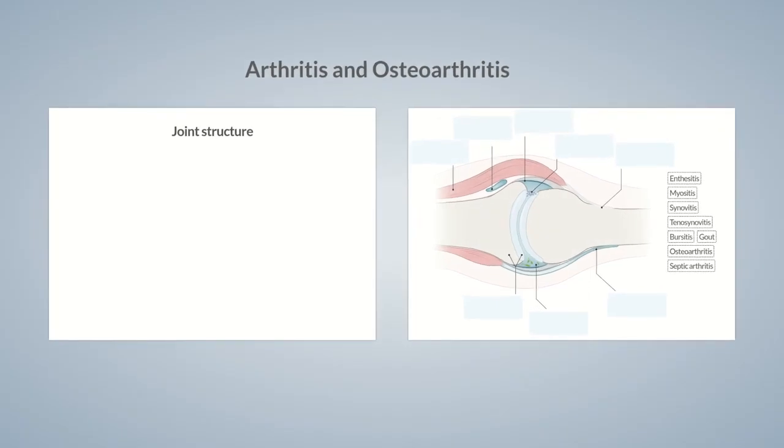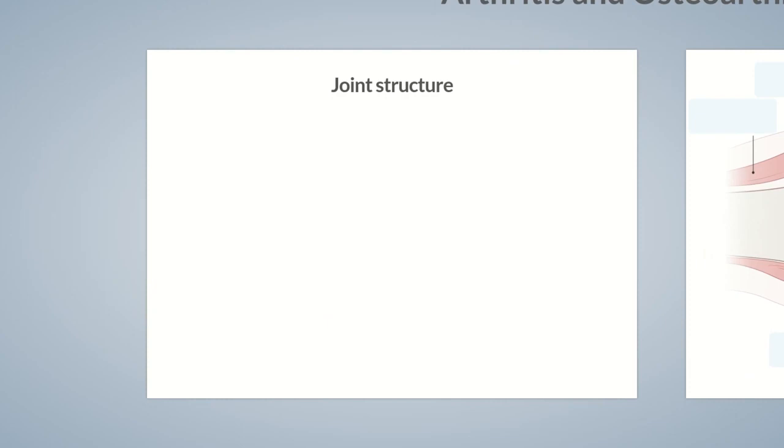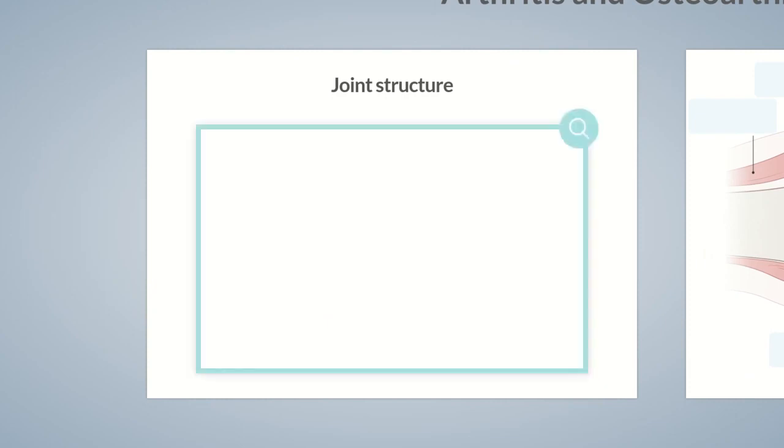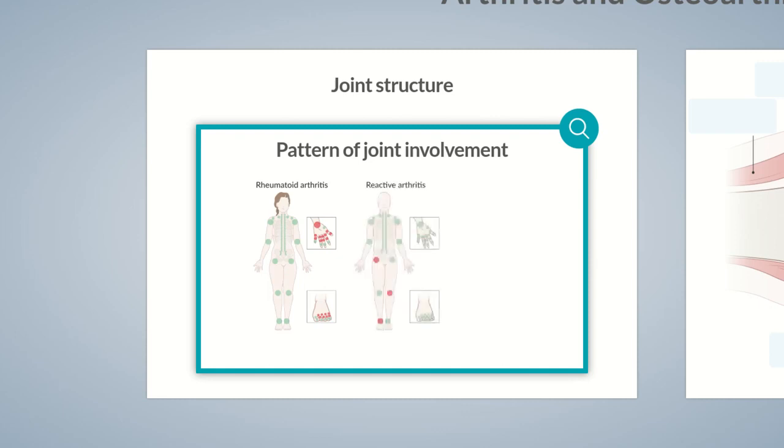arthritis, and osteoarthritis. Rheumatic diseases often cause joint pain and have different patterns of joint involvement. These can be used to differentiate the different types of disorders. For example, rheumatoid arthritis usually affects multiple smaller joints, whereas reactive arthritis involves fewer, yet larger joints.